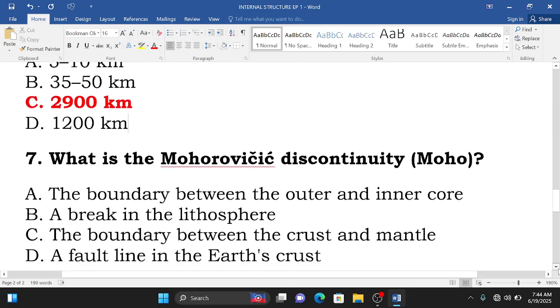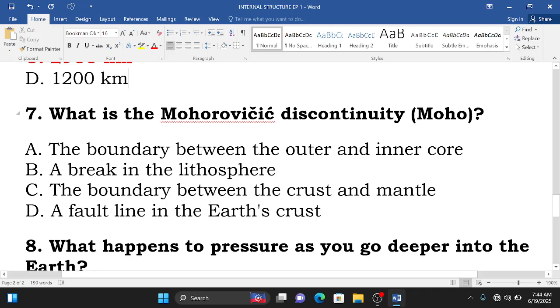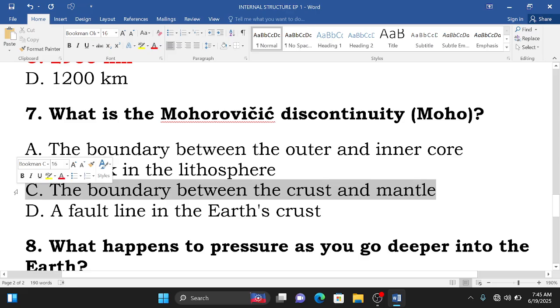Question number 7 is asking what is the Mohorovicic discontinuity, or otherwise called the Moho. As we said in the previous question, we talked about the Mohorovicic discontinuity as a boundary zone between crust and the mantle. So therefore, they give us different options. They want us to choose the correct answer. Is the boundary between the outer core and the inner core, which is wrong. Breaking in lithosphere, wrong. The boundary between crust and mantle, correct. A fault line in the earth crust, wrong. The correct answer is C.